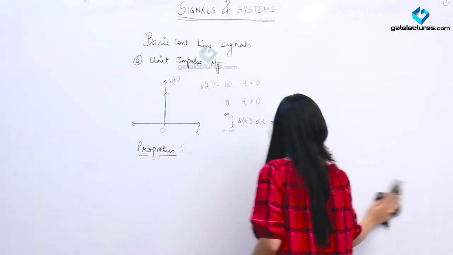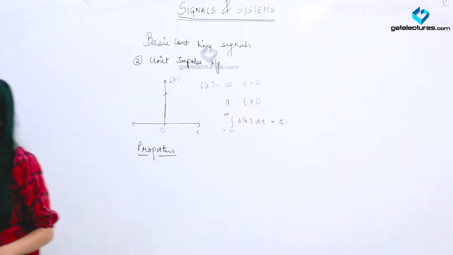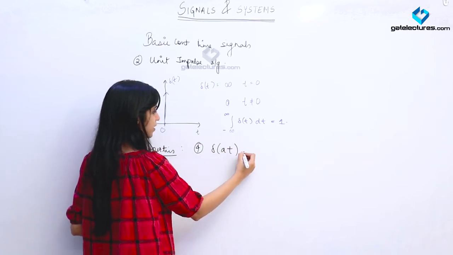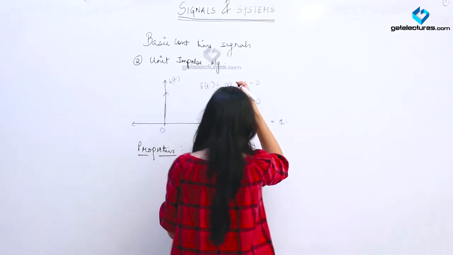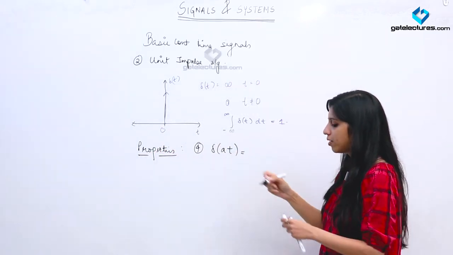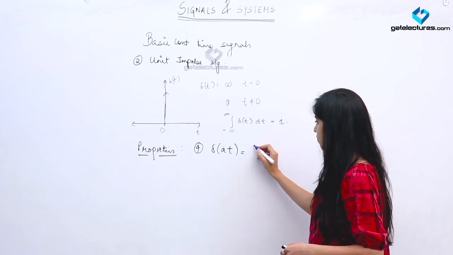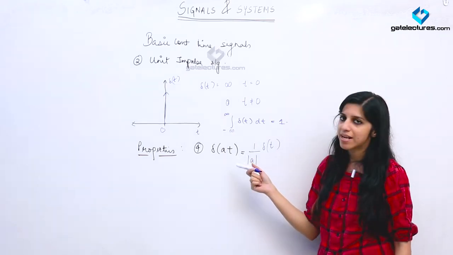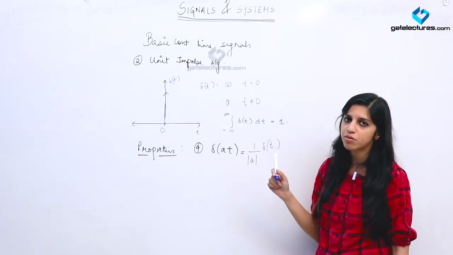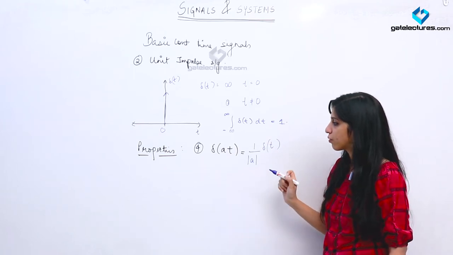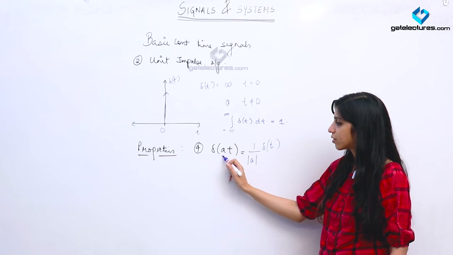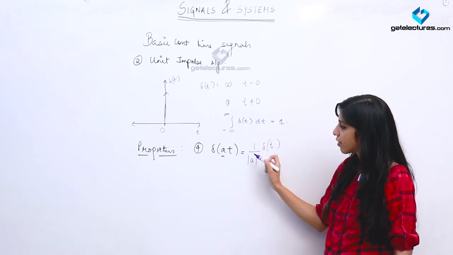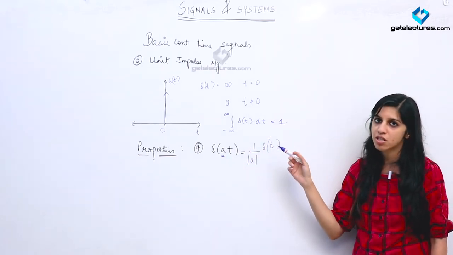There are several other properties of this delta function that we can see. When we are time scaling this function, time scaling means multiplying a constant a with the time inside the argument. Why does it matter? Because delta t occurs only for t equal to 0, not for any other values of time. So when you perform this time scaling, this value comes out and affects the area, because you know that the area of this function is 1.